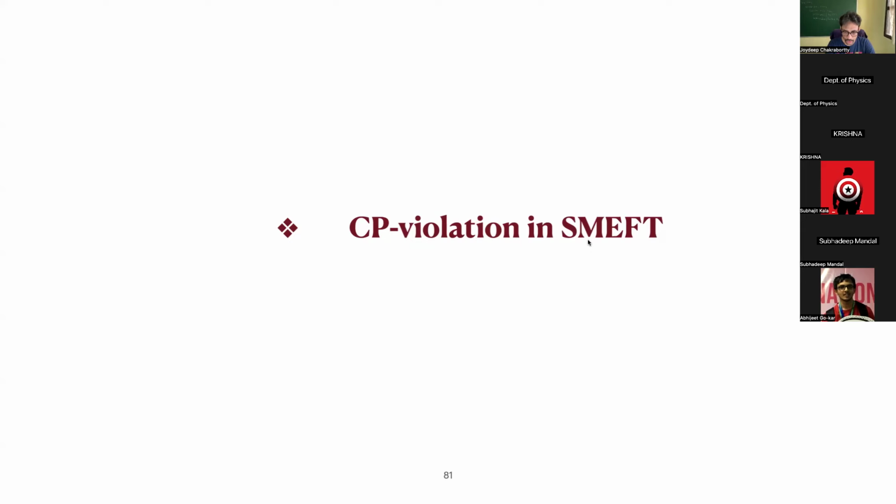Now, if your UV theory has some kind of interaction that involves a heavy field and a light field, then when you integrate out the heavy field, what is the fate of that CP violation that we have in the UV theory? You need to know that, and that's why you need to understand how the CP violation is realized in the context of the standard effective field theory.